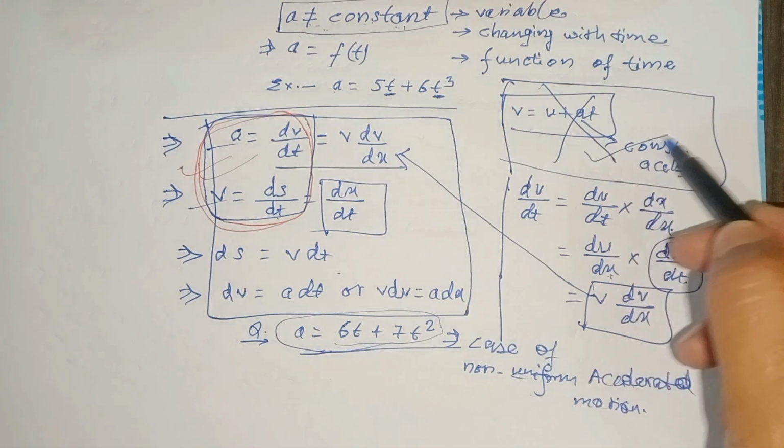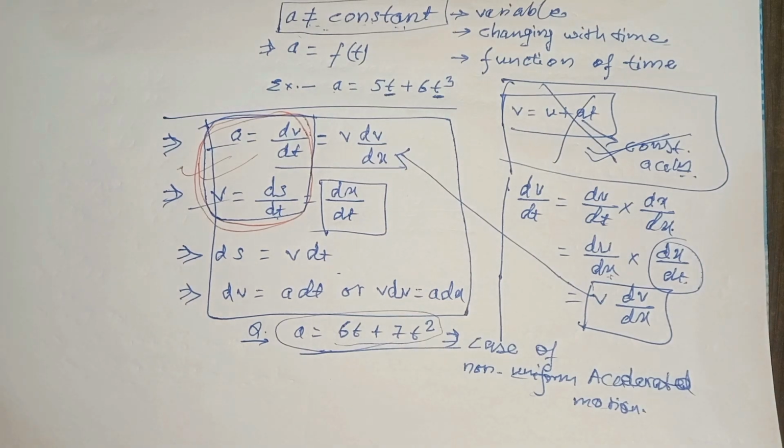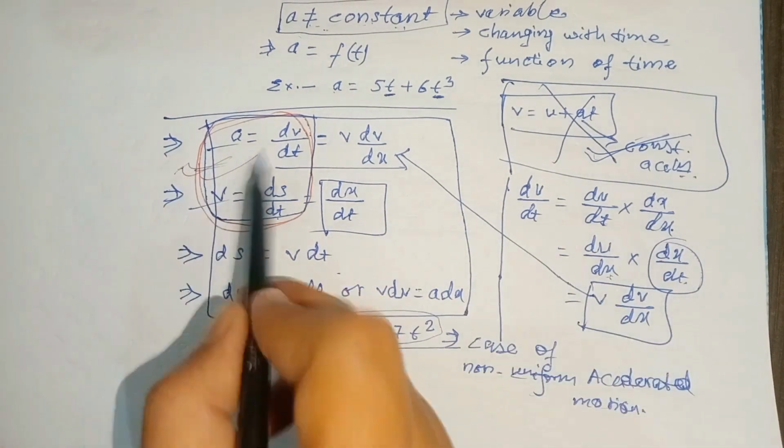So here such types of equations will not be valid. Then which equations will be valid? These equations will be valid.